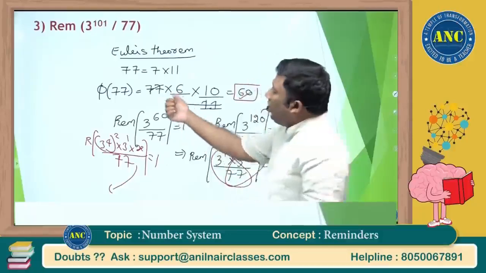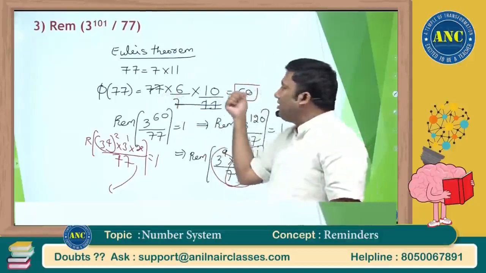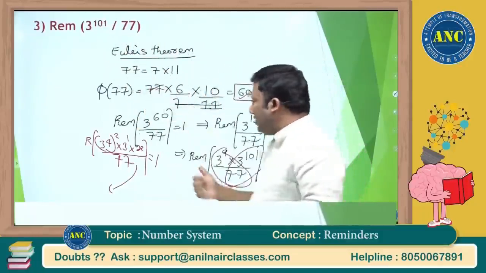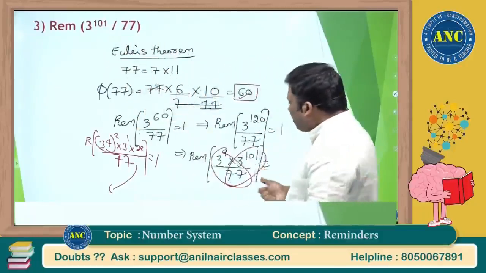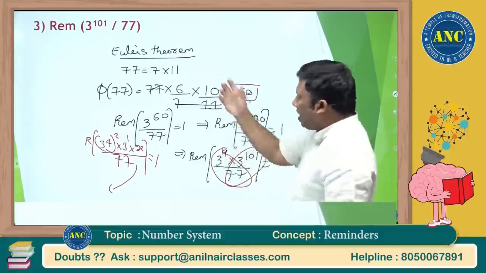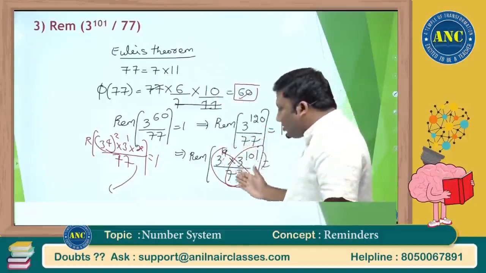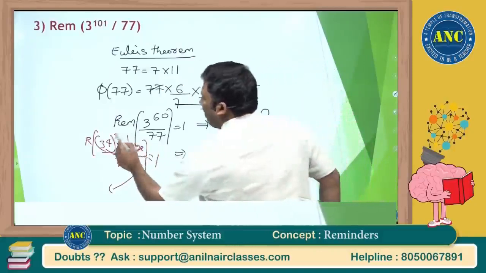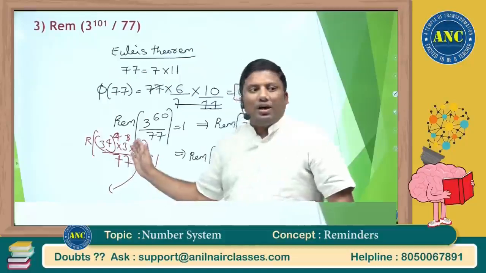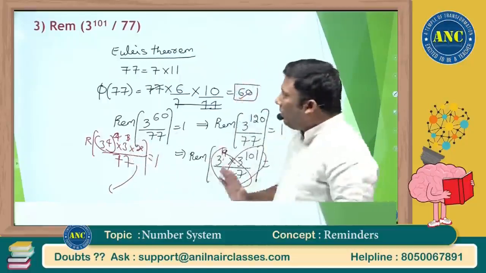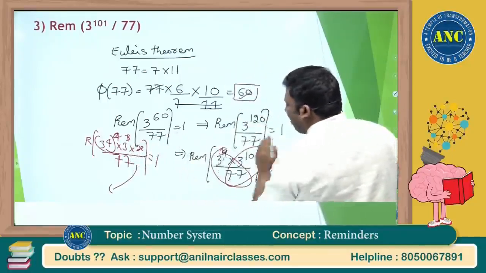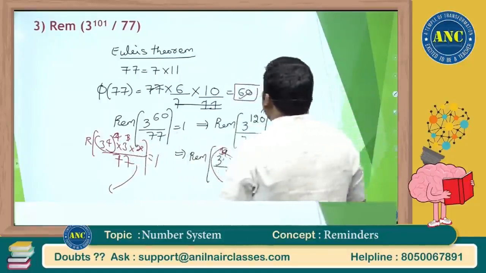Again, I am repeating: the totient function of 77 is 60, and two times it is 120. So the remaining power is in fact 19. It is not even a small power: 3 power 19 divided by 77, which is 3 power 4 into 3 power 3 and so on. A lot of calculation is taking place. I hope it is clear. Please make a note, there was a calculation mistake: it is 3 power 19.